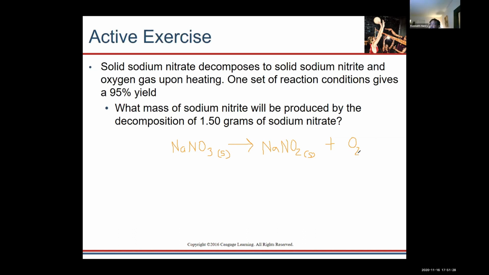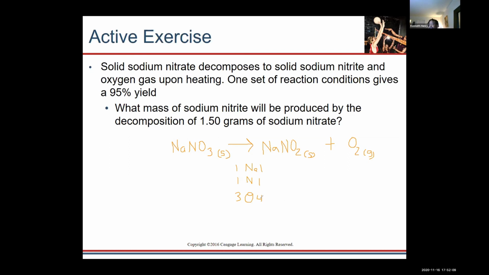Okay. So we have, is it balanced? No. Let's see. I have one sodium on both sides. I have one nitrogen on both sides. And I have 3 oxygens on one side and 4 oxygens on the other side. Is that right? Or am I just making stuff up? That's right. Okay. So is that balanced?